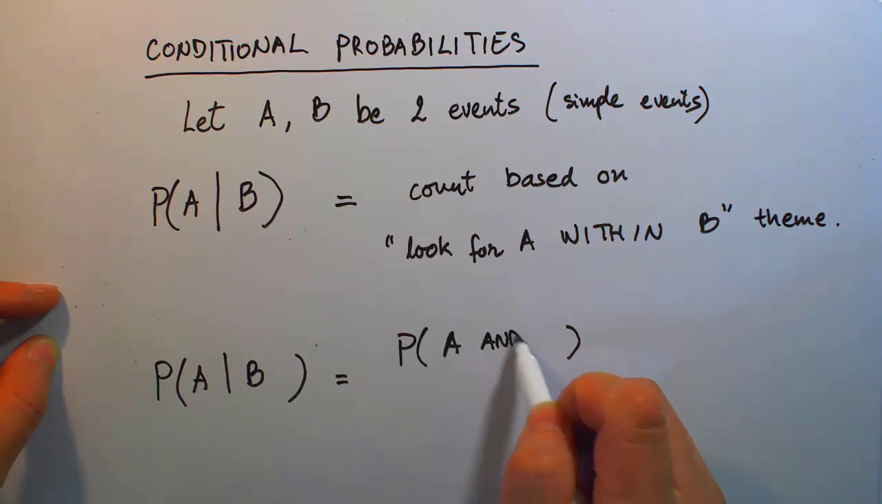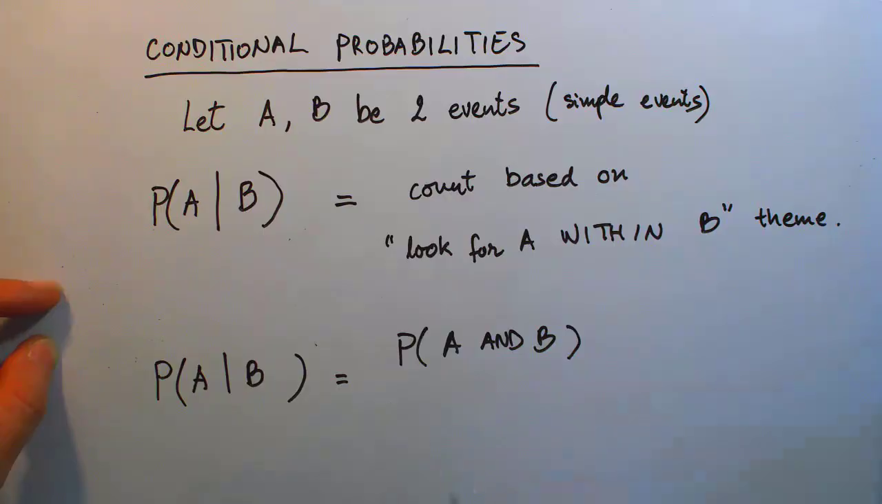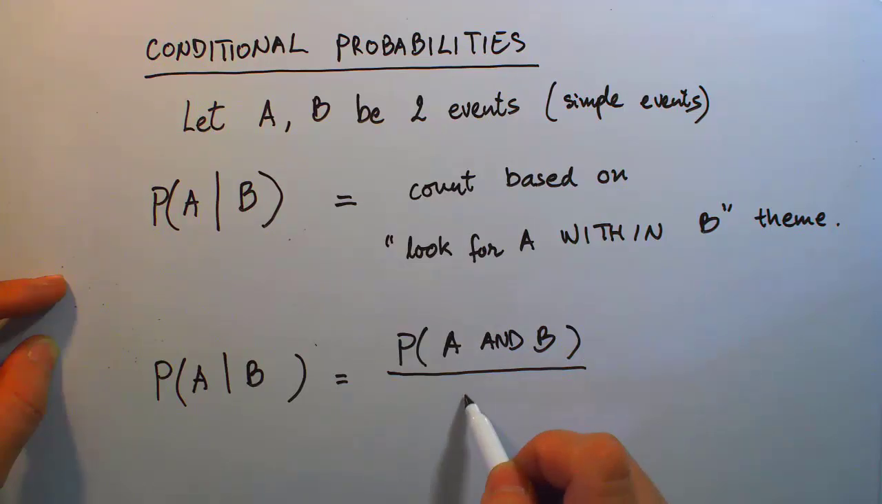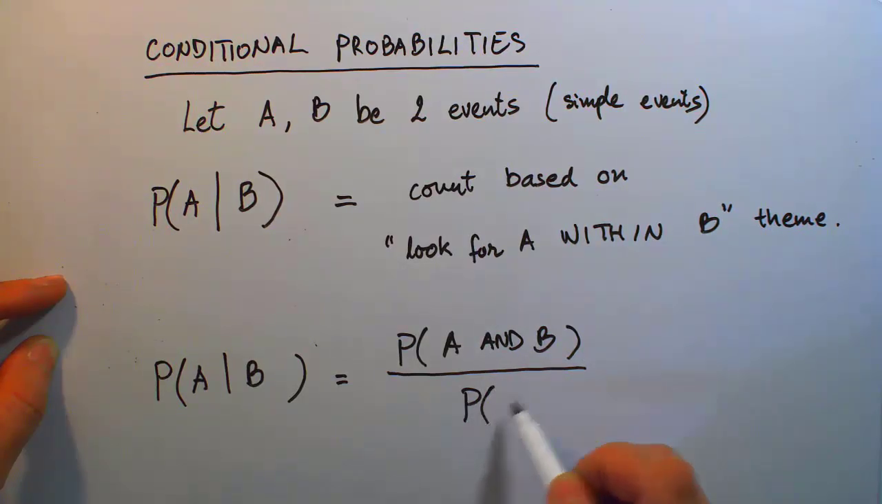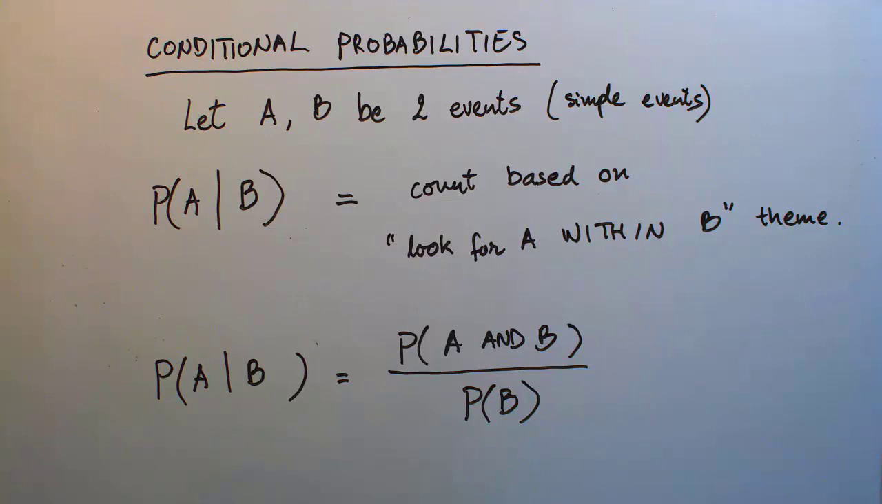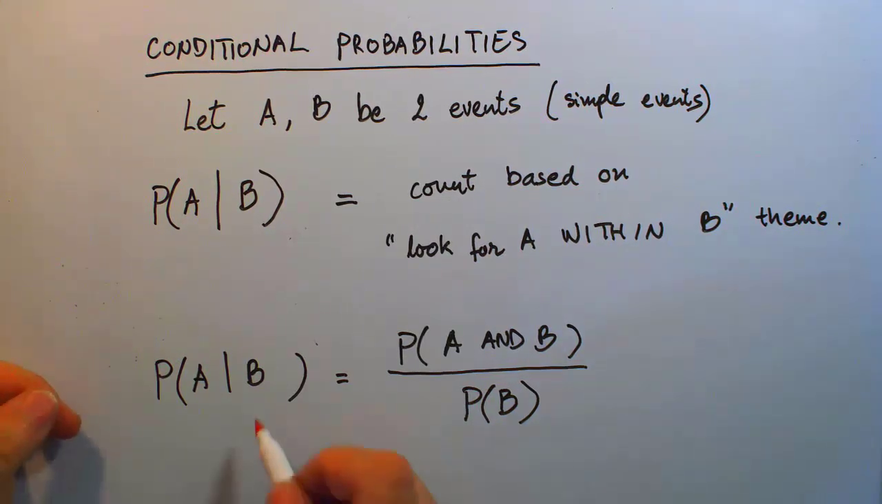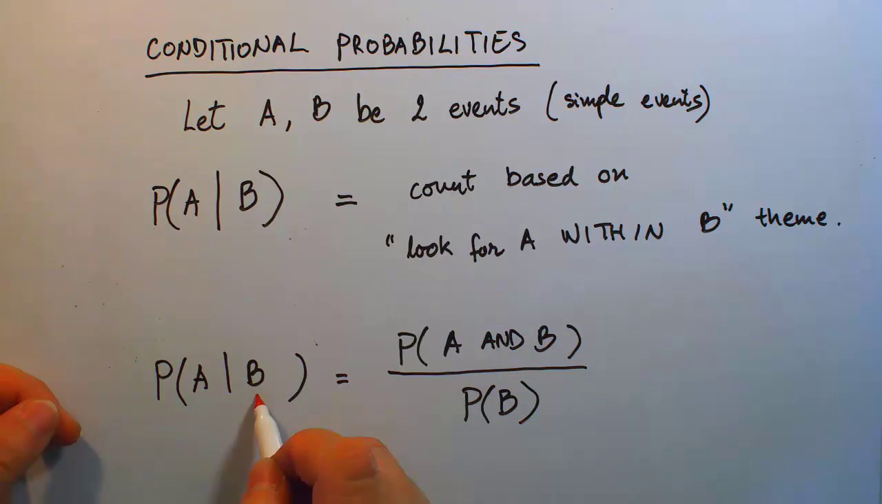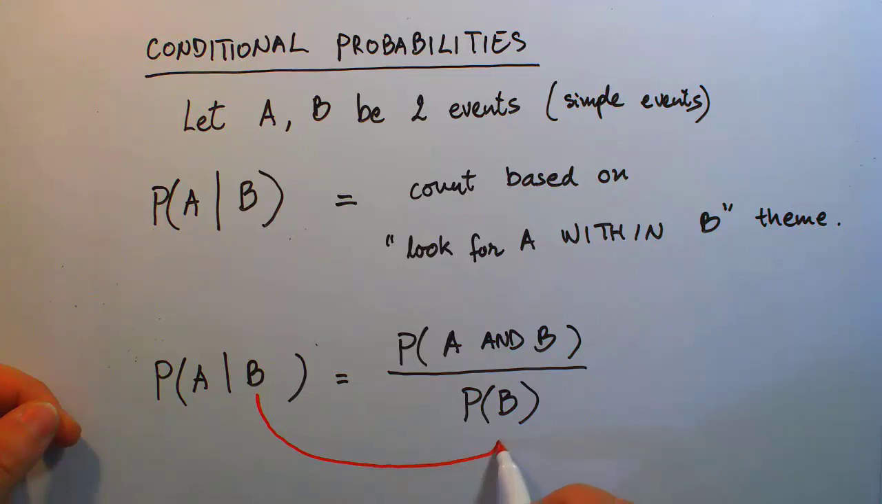And then we're dividing that by the probability of B. The rule of thumb to remember, in case you keep forgetting the formula, is that we always divide by the probability of the event that stays behind the bar here.